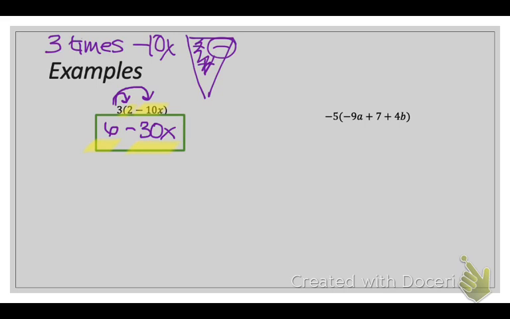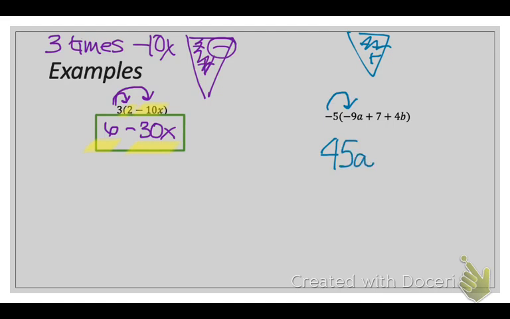If you notice on this example, I actually have 3 terms on the inside of the parentheses. So when I distribute, I need to end up with 3 terms after I'm done. So I'm going to take negative 5 times negative 9a. We have a negative times a negative, which means that my answer is going to be positive. So 5 times 9 is 45a.